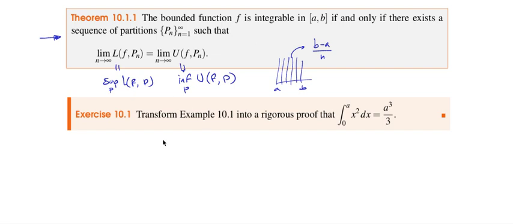Okay, and then with that, I leave you to do it at home: transform what we have done. Example 10.1 is the integral of x squared between 0 and a. This is the function that we had integrated before, so do it using this result.